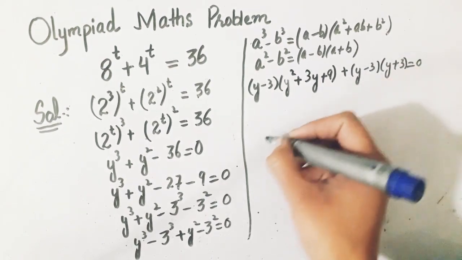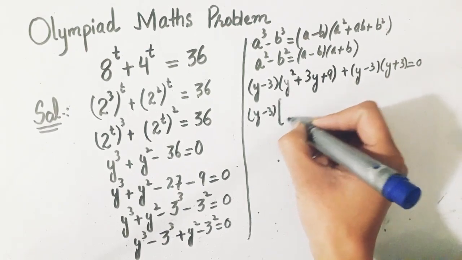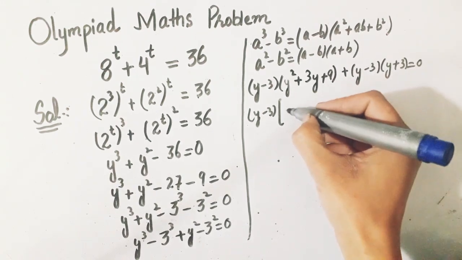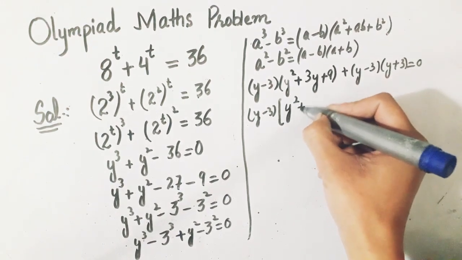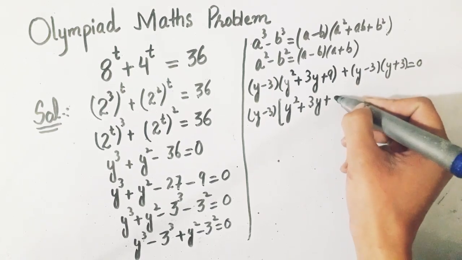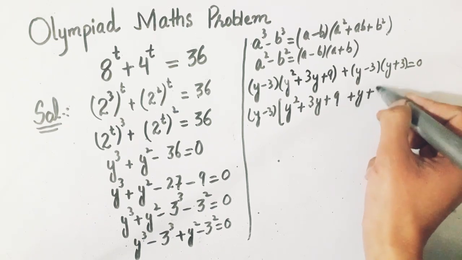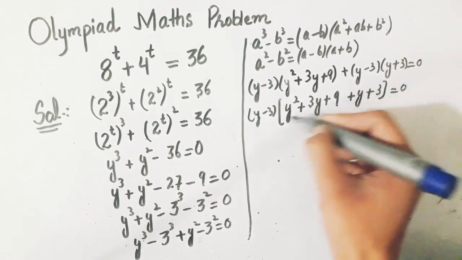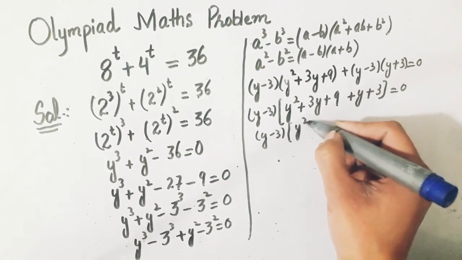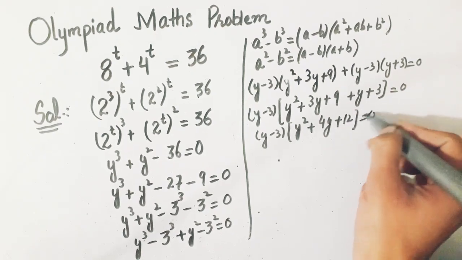Now we can take y minus 3 as common from this, and remaining will be y square plus 3y plus 9, and then plus y plus 3 equals 0. So we have y minus 3 and this will be y square plus 4y plus 12 equals 0.